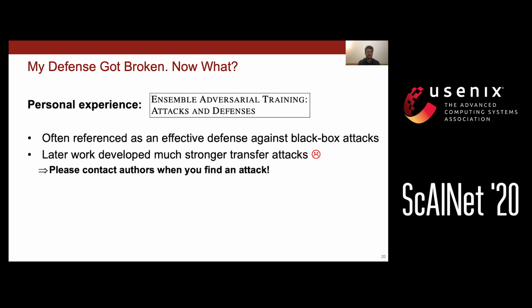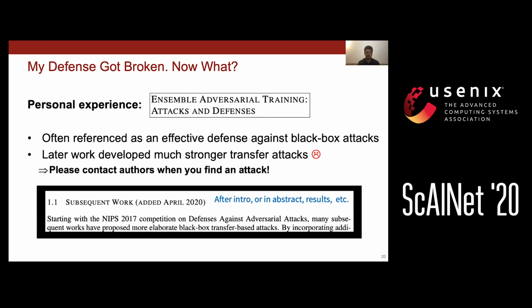And interestingly, I actually only learned about these attacks a couple months ago. So I'll also note here that if you find an attack against a defense, it's a really good idea to contact the authors to let them know. So in the end, I amended the paper on archive to acknowledge these later attacks. It doesn't really matter much where you do this in the paper. It could be in the abstract, after the intro, in the results section.